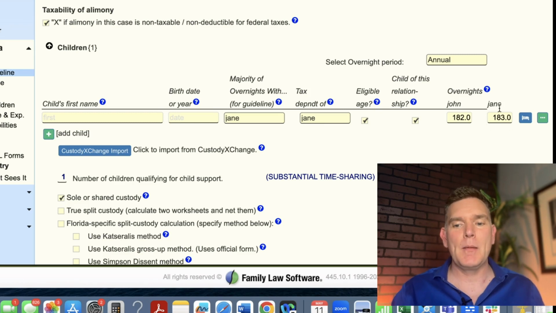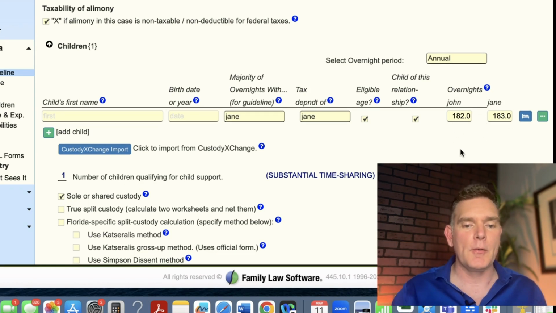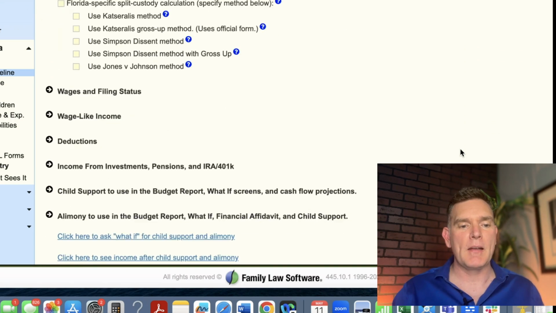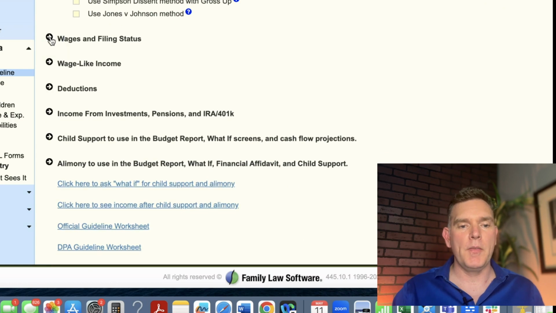We're making damn sure that the overnights are accurate. Okay. Any overnights that your kids are spending with you, that you are absolutely getting credit for those, because in most places it's going to have a very big impact on the calculation.